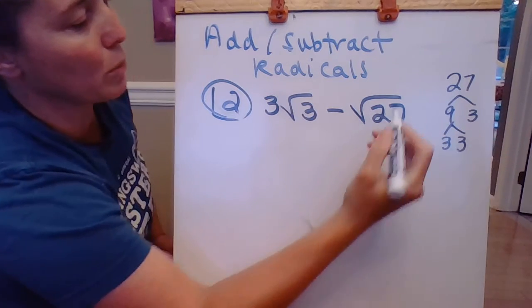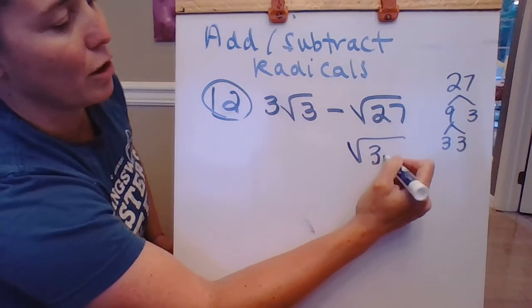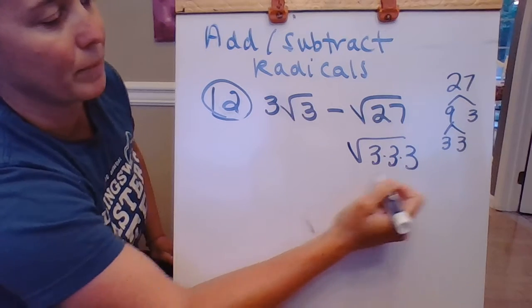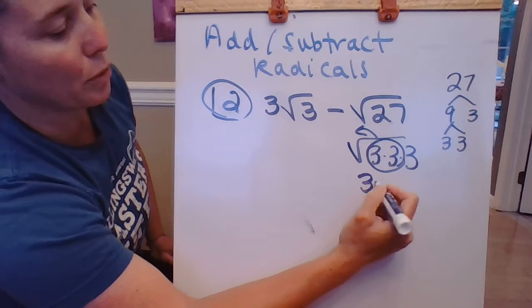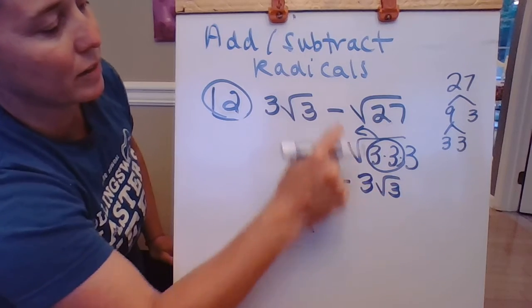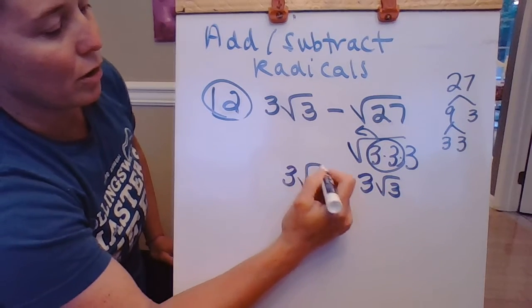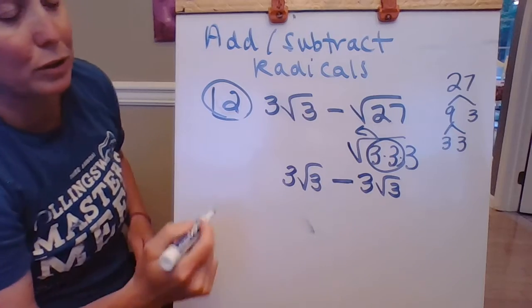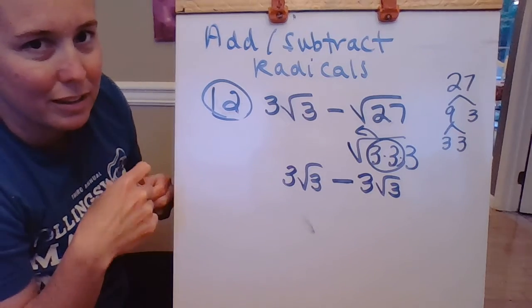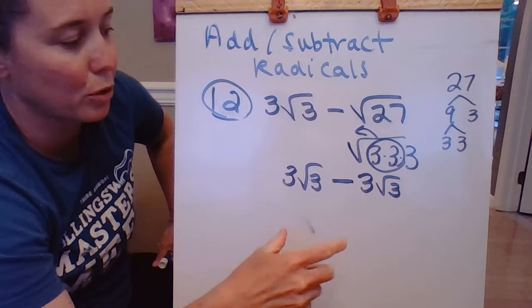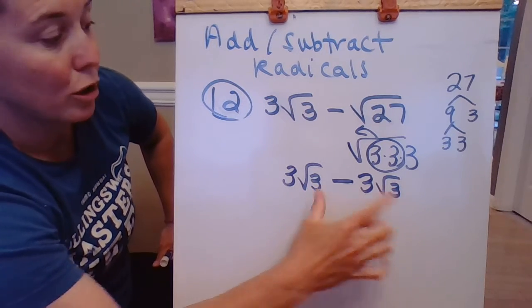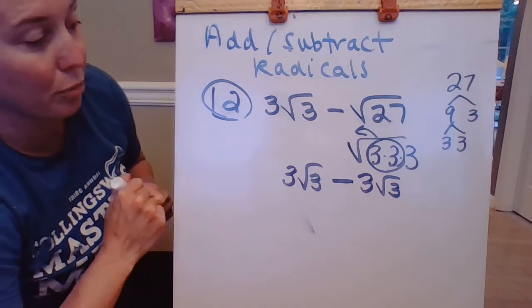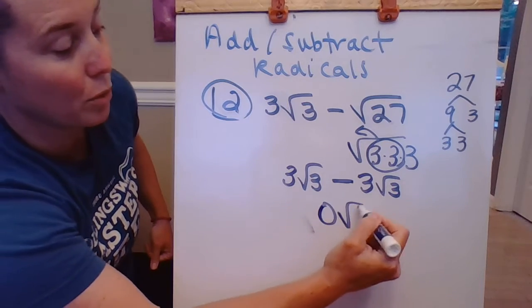9 is 3 times 3. So the square root of 27 is actually 3, 3, 3. One of those 3's will come out, so 3 root 3, and the minus sign is coming down: minus 3 root 3. Some of you may look at this and think about the rule we were talking about before with the root 3. They're the same, so I'm just going to subtract. 3 minus 3 is 0 root 3.